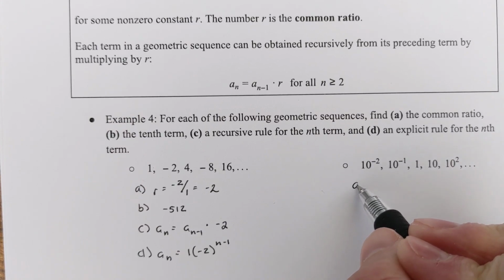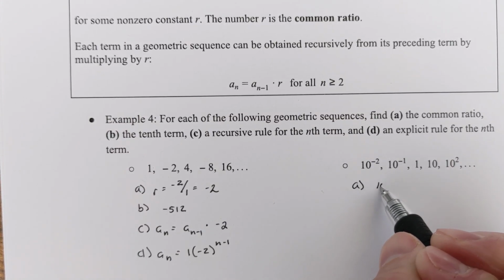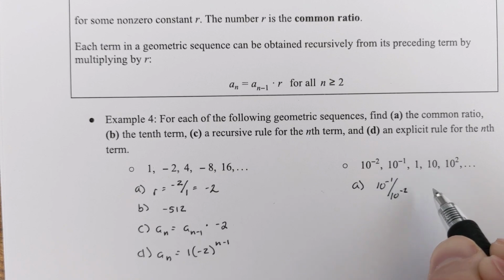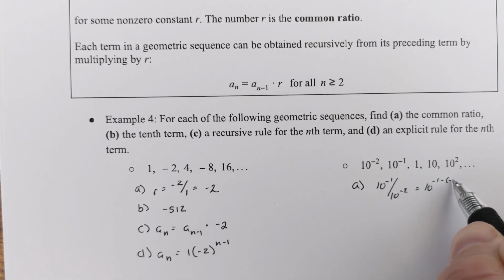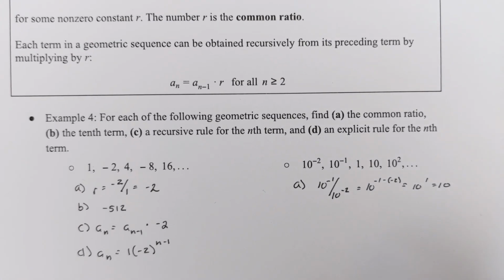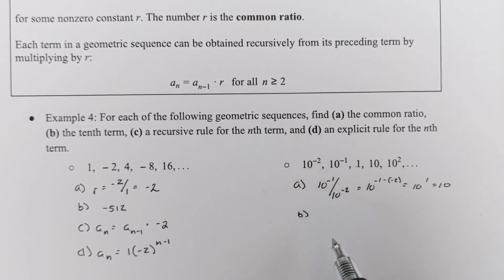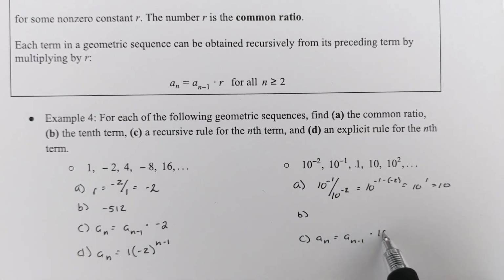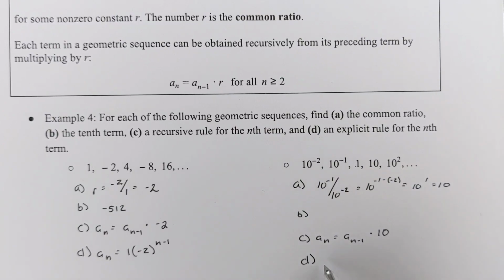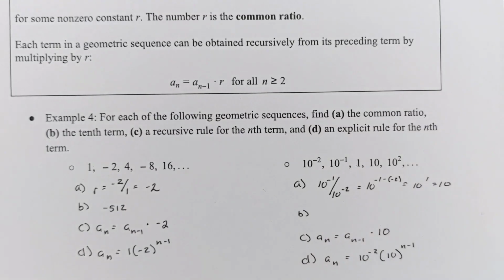All right, so over here, take any term and divide it by the one in front of it. So -1 minus -2, so this is 10 to the first, or just 10. If you look, 1 times 10 is 10, times 10 is 10 squared, so on and so forth. So we'll come back to B. So C, the recursive rule, previous term, times 10. Explicit rule, each term is equal to the first term times the ratio to the n minus 1.